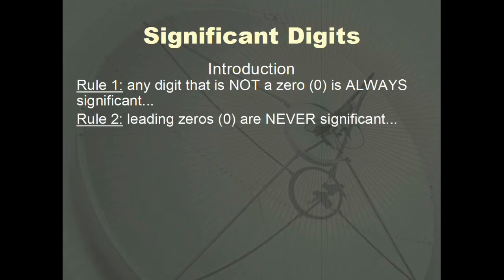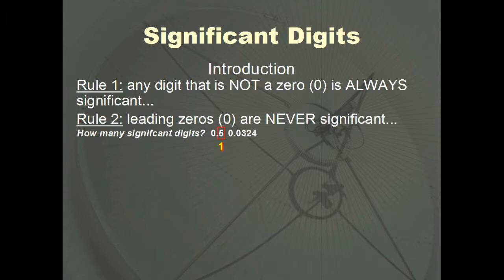These are always significant digits. Rule number 2. Leading zeros in a number are never significant. Let me give you an example. How many significant digits do you have in 0.5? Well, 0 is a leading digit. That is not significant. So I have only one significant digit in that number.